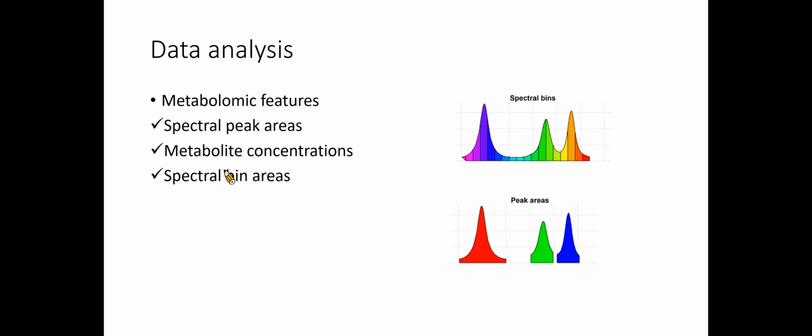In addition to peak areas and metabolite concentrations, spectral bins are also commonly used features in NMR-based studies. These techniques consist of dividing the spectra into evenly spaced regions that are later integrated to obtain the corresponding spectral bin areas.